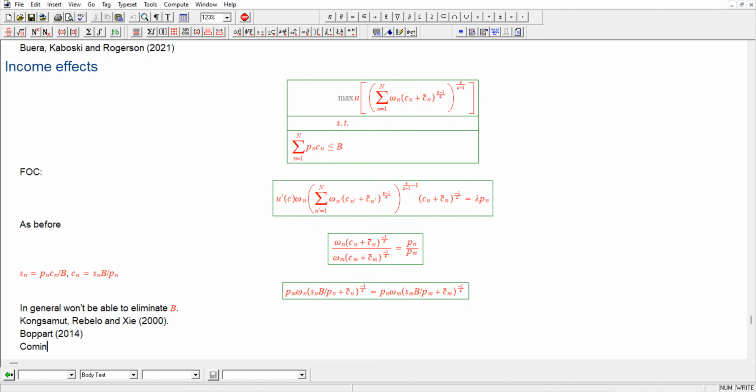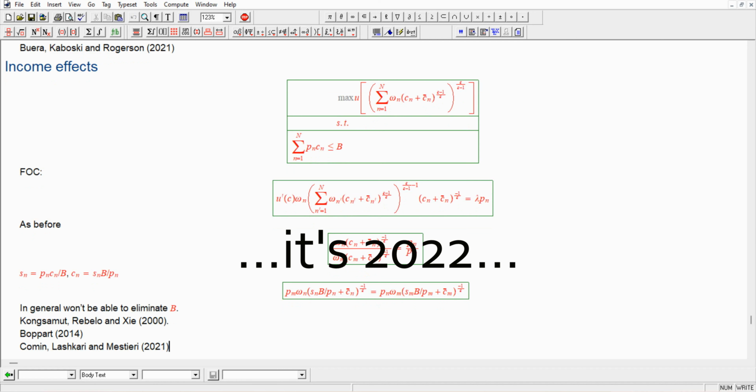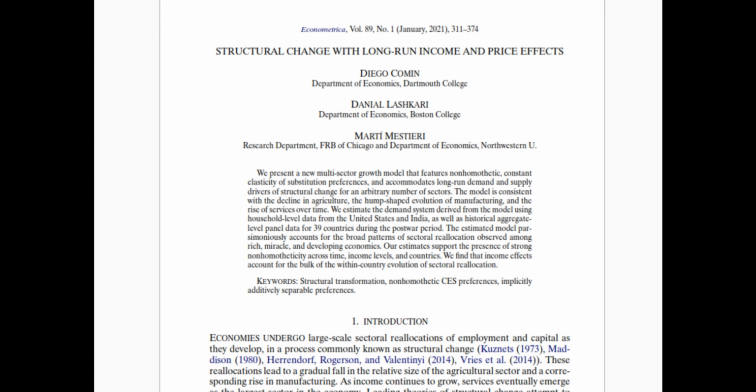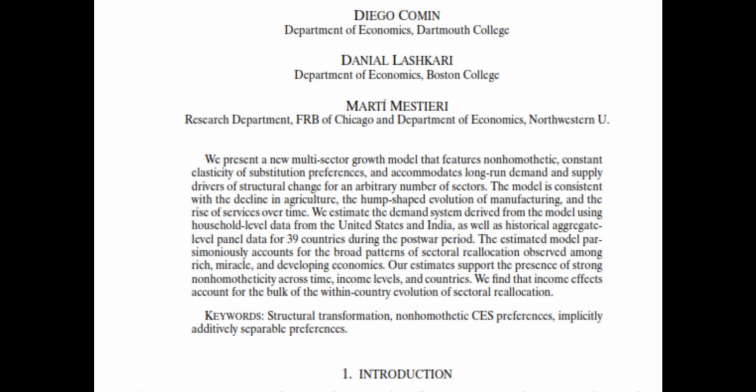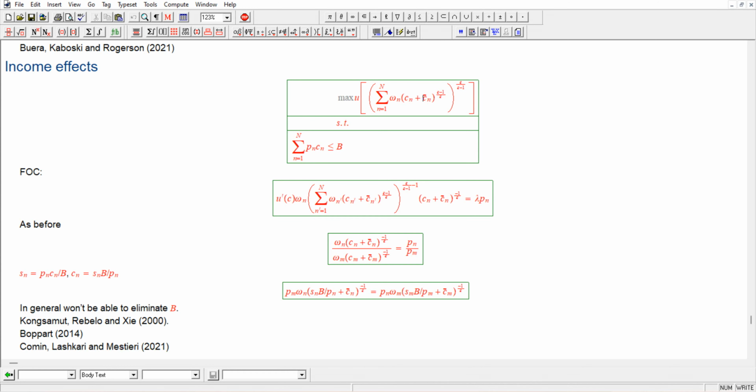And then more recently, Comin, Lashkari, and Mestieri have a different extension of the preference framework. Here, if you look at it, imagine that C n gets really large. The income effects are going to disappear. The influence of this will become infinitesimally small. So they set up a different utility function that has non-vanishing income effects. In other words, no matter how big the economy gets, people will still be experiencing income effects, and those income effects will continue to affect spending patterns.